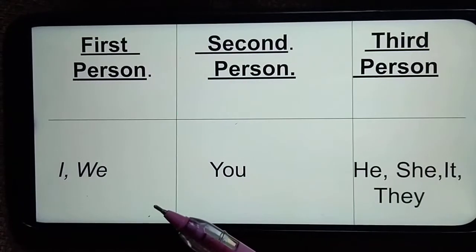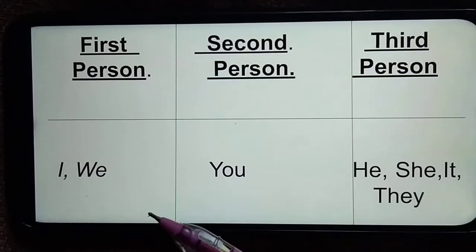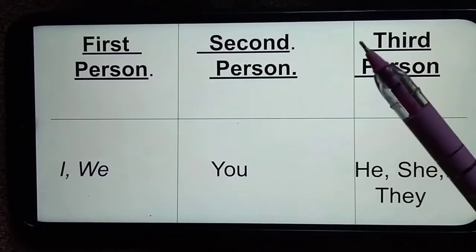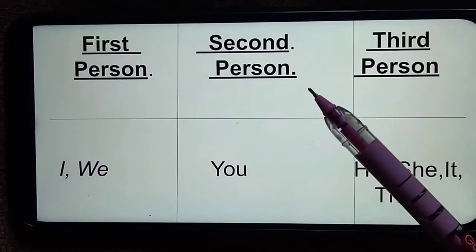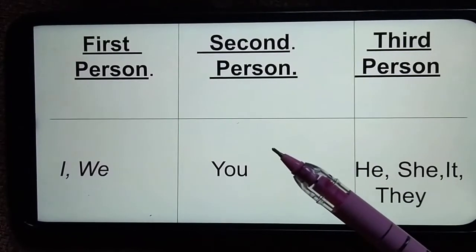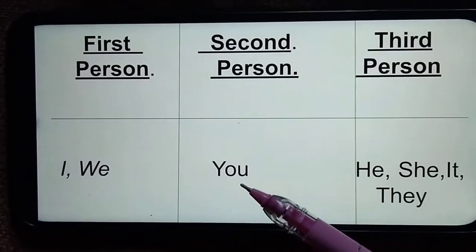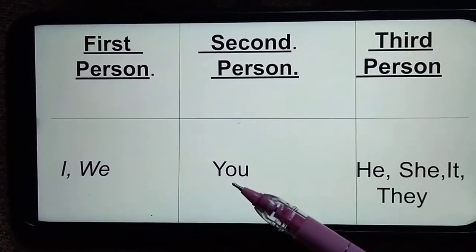Similarly, if more than one person speaks, means 2 people are speaking, 3 people are speaking, so for themselves, they will use we instead of I. Now the listener is second person. For example, right now you are listening to me. So for you, I will use this word you. You are listening. So you is used here.